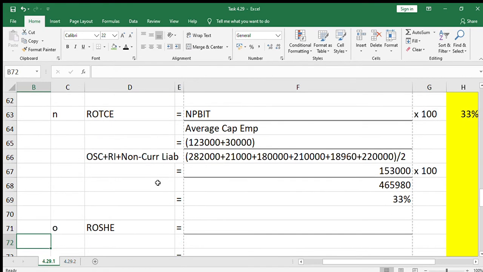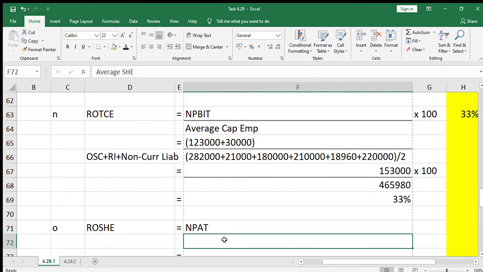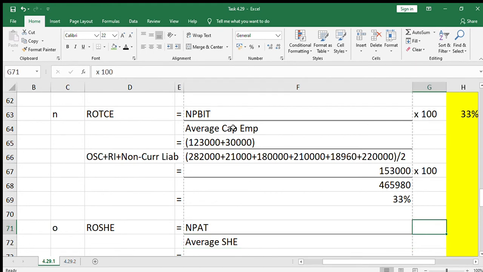When we get this in exams, it is going to be for quite a few marks because of all the various figures that went into your calculation. The next one is the return on shareholders' equity, and that formula is the net profit after tax divided by average shareholders' equity. And again, you're multiplying by 100 because you want your answer to be a percentage.